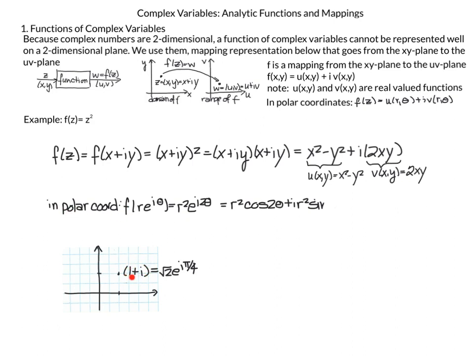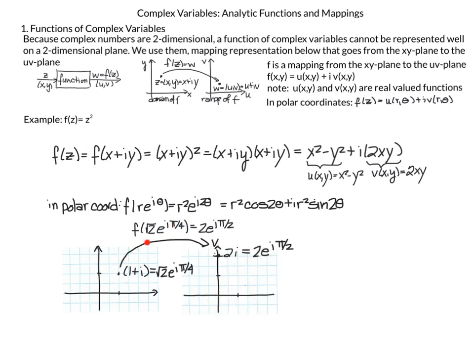So we need to convert our 1 plus i to polar coordinates. So our radius is just going to be 1 squared plus 1 squared, square rooted, so that's the square root of 2. And then our theta, you can see, is pi over 4. Plugging in now our polar representation into f, using our formula, f of z is equal to r squared e to the i 2 theta. So I have r squared, which is 2, e to the i, multiplying this by 2 gives us pi over 2. And this is what I have graphically.